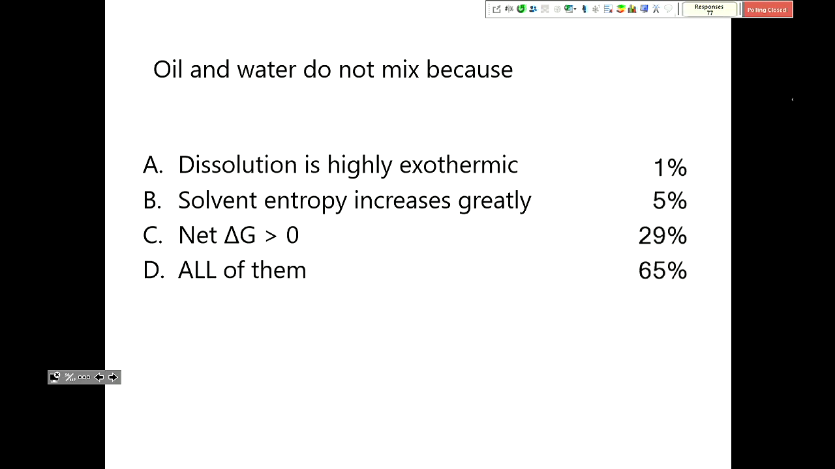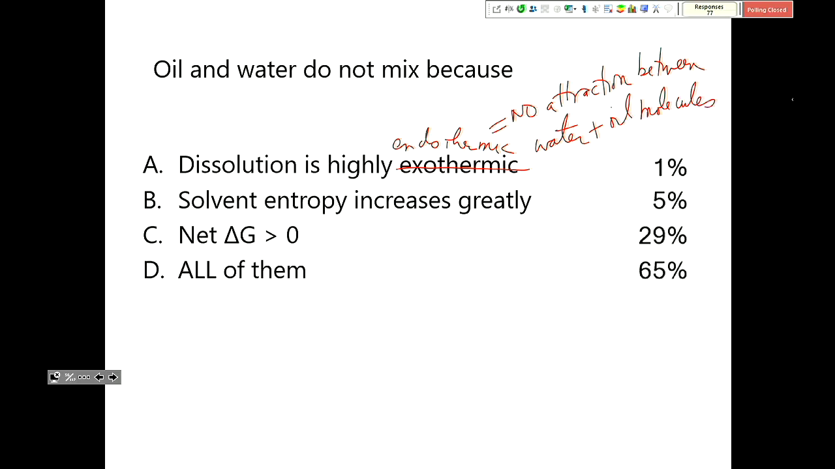The dissolution is highly endothermic, right? This is what we just said. What does that mean? No attraction between water and oil molecules, all right? Therefore, heat separates them, endothermic, you don't get it back because they're not going to attract each other. Zero attraction. So positive delta H.